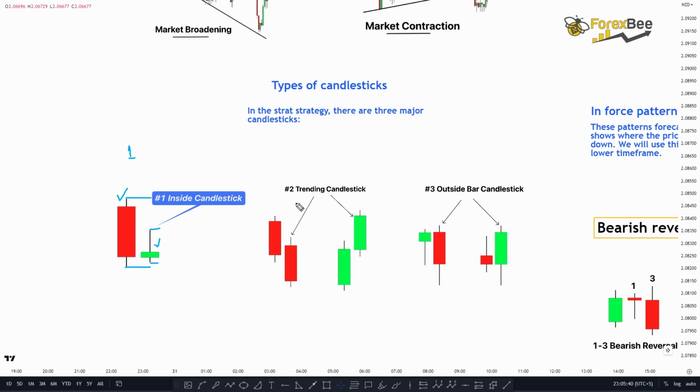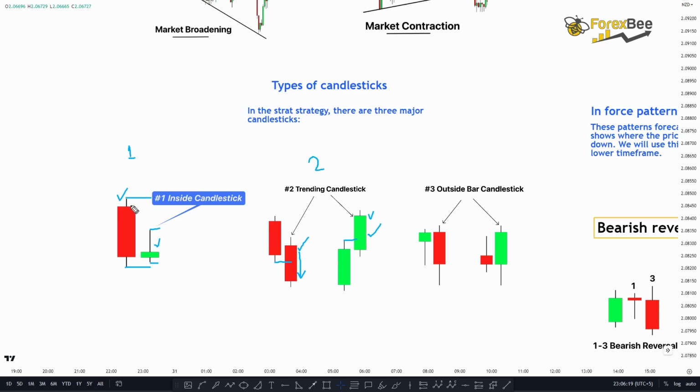The second one is the trending candlestick, and in the trending candlestick the second candle breaks either the high or low. For example, here we can see that in this previous candle the low is here, and this next candle is breaking this low in the downward direction. So this is a bearish trending candlestick, and this will be called number two. Similarly here, we can see that this next candle is breaking the high of the previous candle. So this is again a trending candlestick, and this type of structure where the market breaks either the low or high of the previous candle is called number two in the strat candlestick.